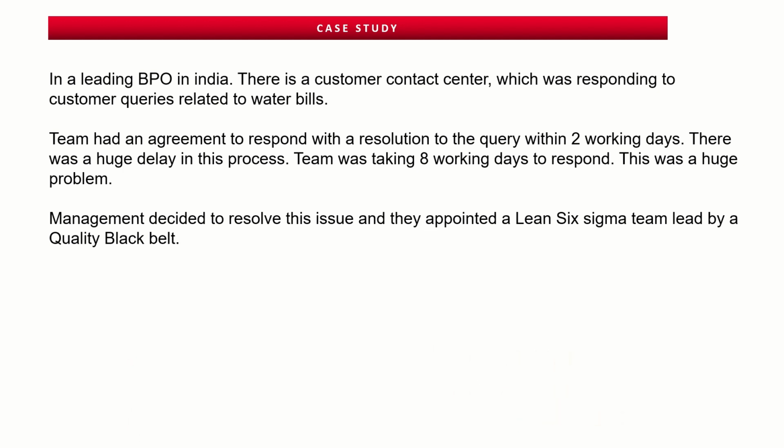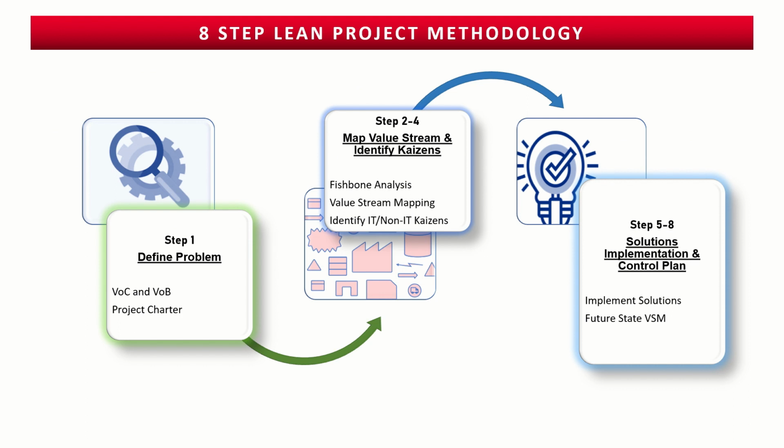Management of the company decided to resolve this issue, and they appointed a Lean Six Sigma team that was led by a quality black belt. So the team decided to follow the 8-step lean methodology. In step 1, they wanted to define the problem. In steps 2 to 4, they wanted to do the value stream mapping and identify the Kaizens. In steps 5 to 8, the team created solution implementations and controlled the improved state.